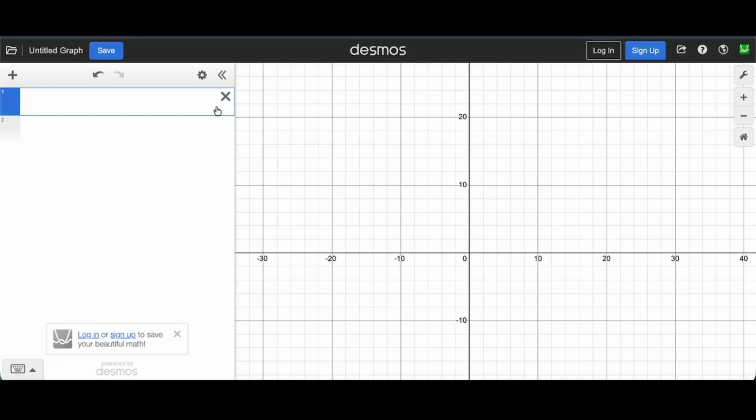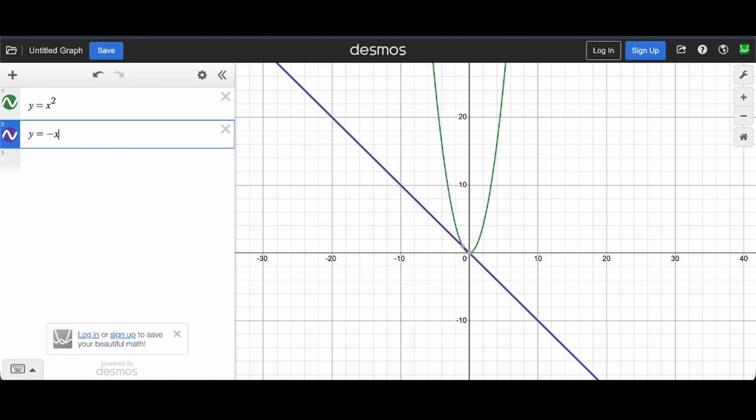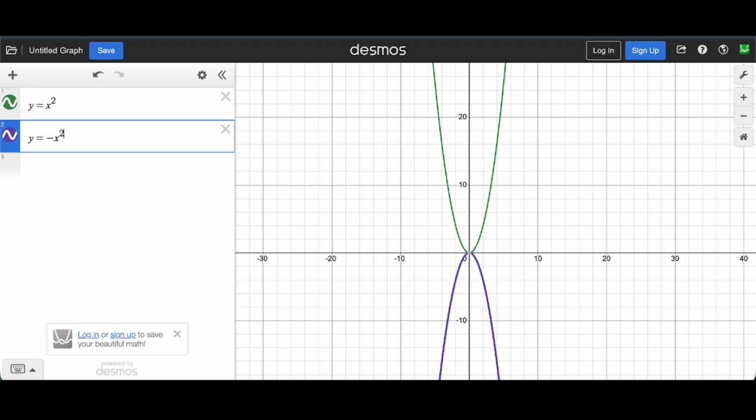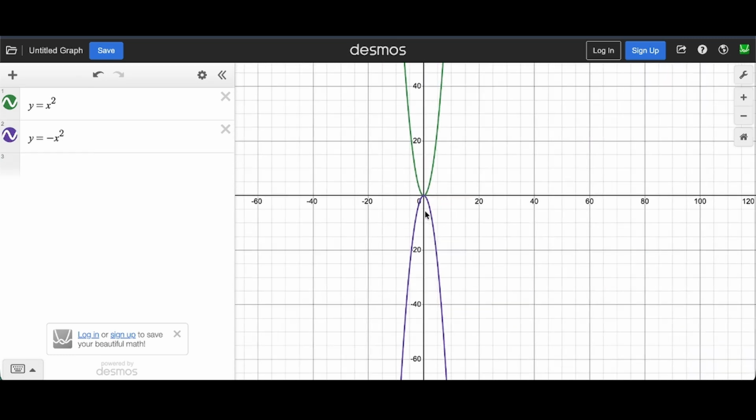Let's start with the equation y equal to x squared. Here, the value of a, or the coefficient of x squared, is 1, a positive number. That means that the parabola opens upwards, forming a smile-like shape. Now, if we change the equation to y equal to negative x squared, the value of a becomes negative 1, which is a negative number. This makes the parabola open downwards, forming a frown-like shape.